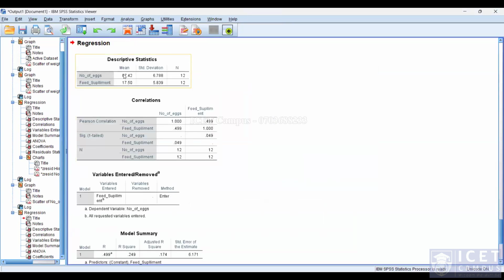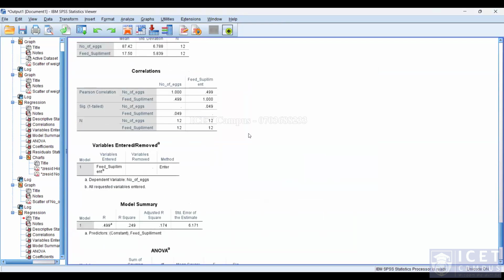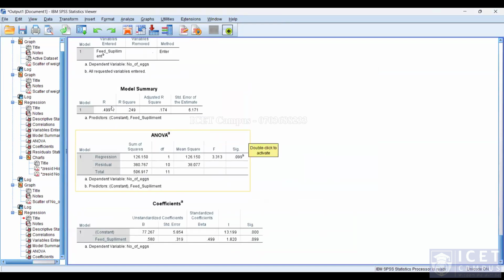You can see the mean number of eggs is 87, and the mean food supplement is 17.5. And the Pearson correlation is near 0.5, right? It showed that. Then when it comes to the model summary, the R square value is 0.249. It means 24.9% of the dependent variable is explained by the independent variable. Actually, this is not a very good model.